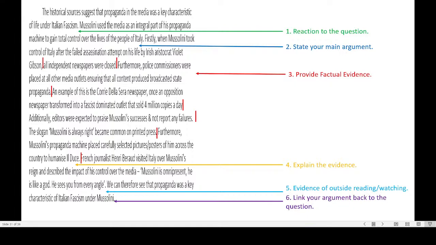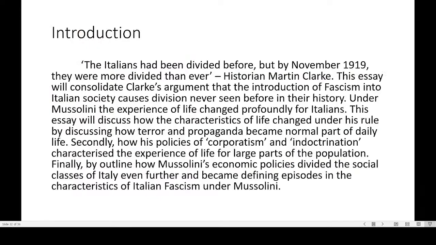Last thing we need to do is link our argument back to the question. We can therefore see that propaganda was a key characteristic of Italian fascism under Mussolini. Okay, let's really quickly look at our introduction here and how I'd write an introduction for this.